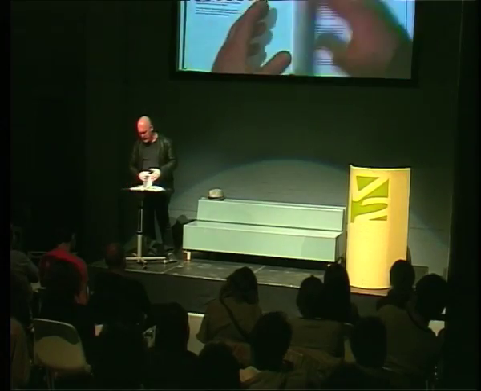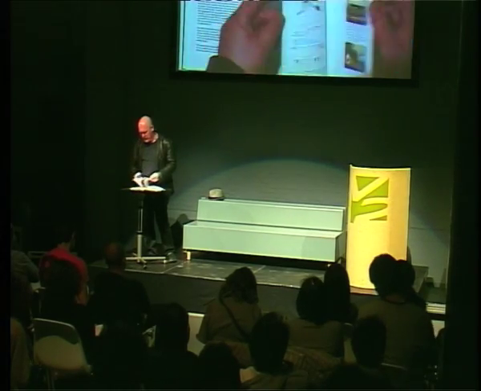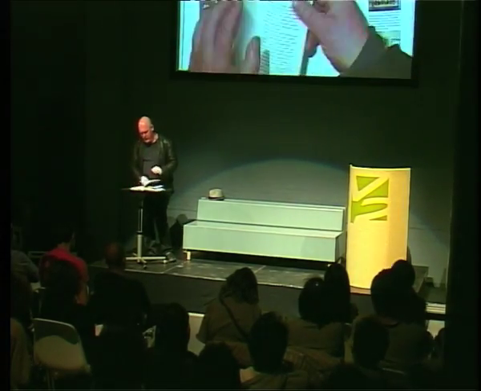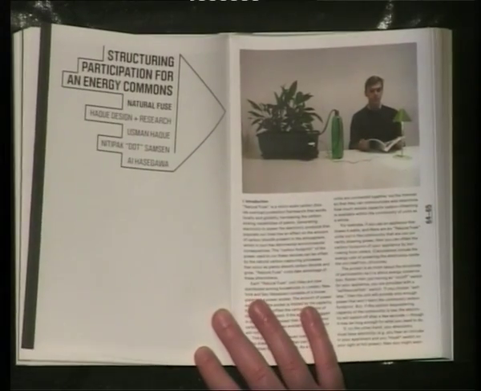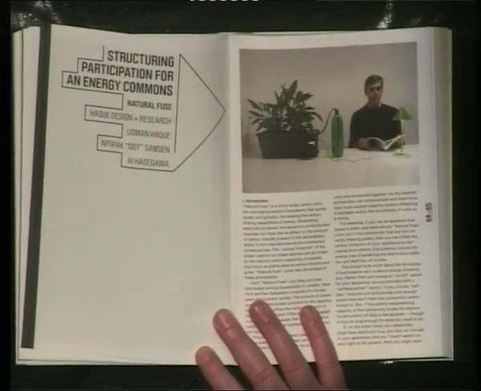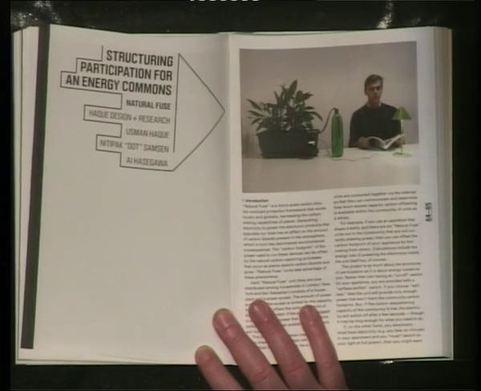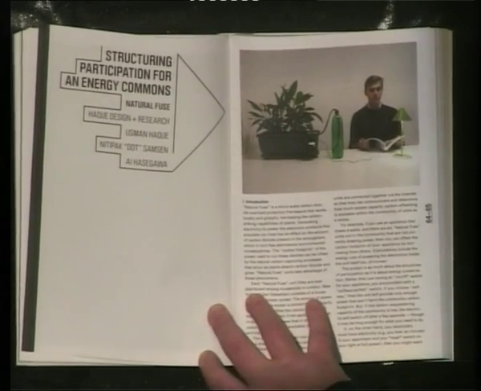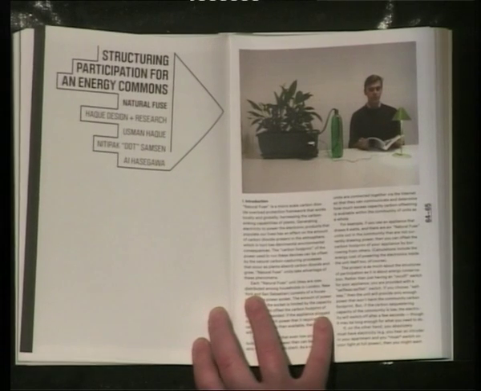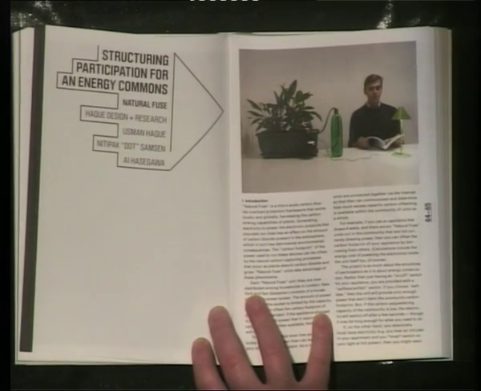The next project is a project by Haque Design and Research, Usman Haque, and it's called Natural Fuse. I'll just read briefly from the introduction here. Natural Fuse is a micro-scale carbon dioxide overload protection framework that works locally and globally, harnessing the carbon sinking capacities of plants. Basically, what Natural Fuse is, is electronic circuit breakers.